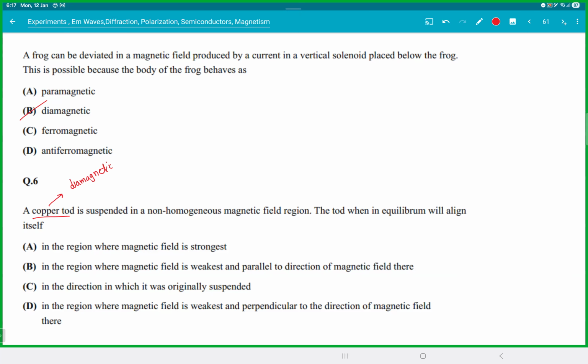Now understand something. It repels, right? A diamagnetic metal repels. So where will it go? It will go away from the strong field and it will go towards the weak field. So the rod will be in equilibrium, will align in a region where the magnetic field is weakest and parallel to the magnetic field, so the parallel B option.